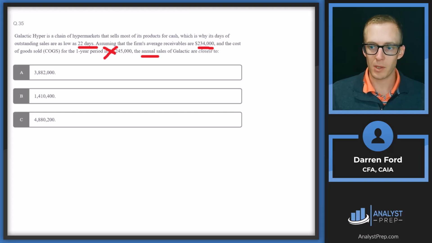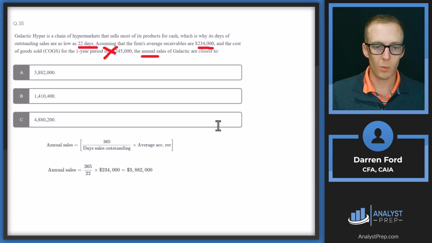Let's pull in that formula. We're going to take 365, divide it by this 22 days, and then multiply by 234,000. That's going to give us our annual sales of $3,882,000.